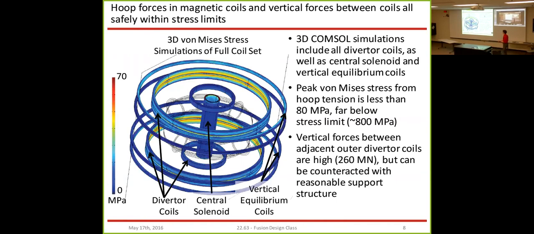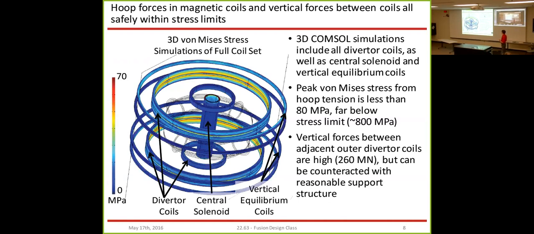These weren't fully part of our design, but these were set by the original ARC design just to determine the overall magnetic geometry. But we needed to include all of the coils in these simulations in order to make sure that we were getting the right total magnetic fields and stresses. It turns out that the peak von Mises stress from hoop tension is about 80 megapascals, which is far below the stress limit of these materials, which is somewhere on the order of 800 megapascals.